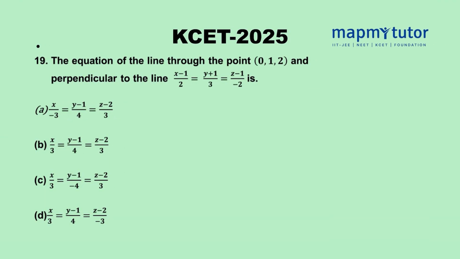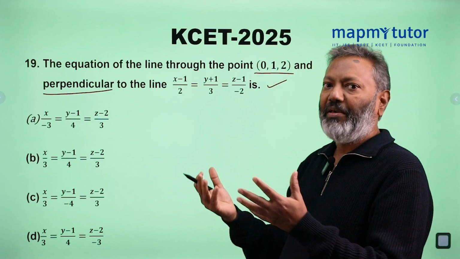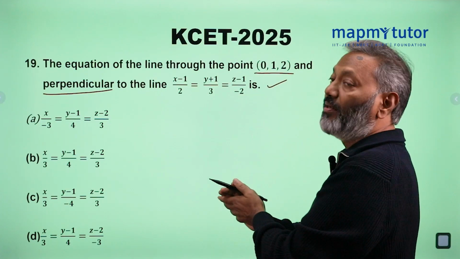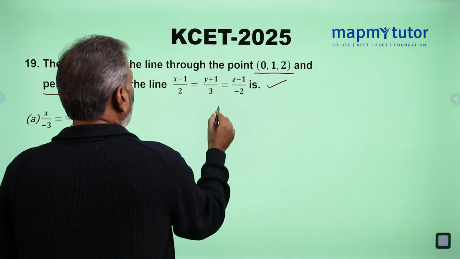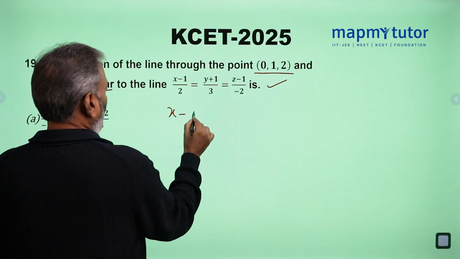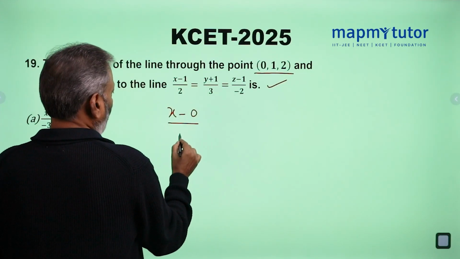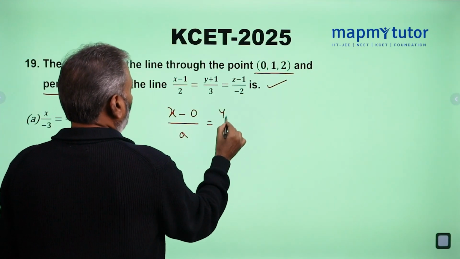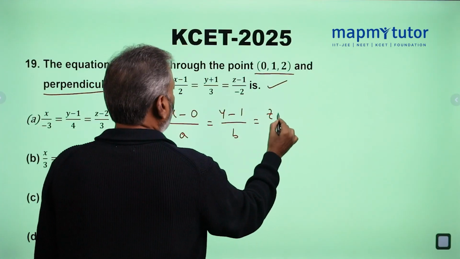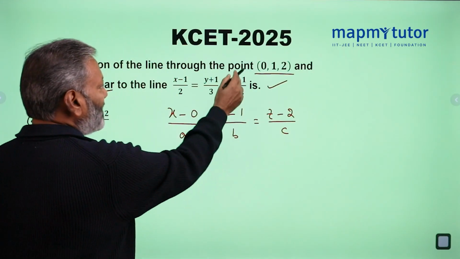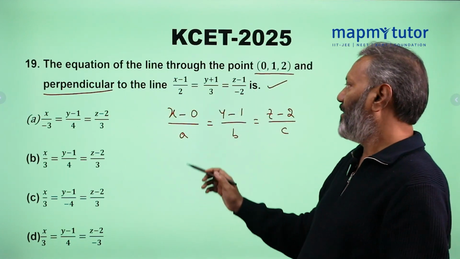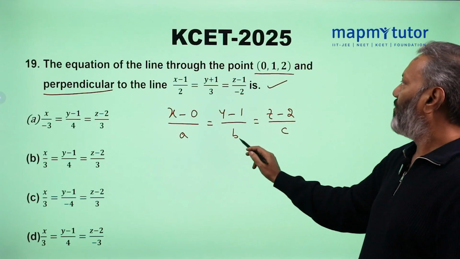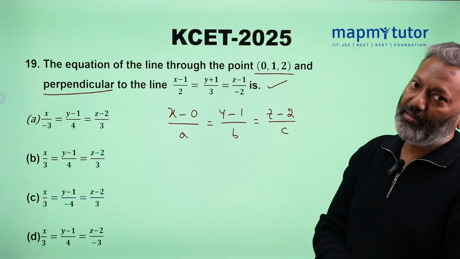Find the equation of the line through this point and also perpendicular to this line. That's it. You have to find the equation of a line. See, already the equation of one line is given, but your line is perpendicular to this line and passing through this point. So, framing the equation first, your required line can be like this: x minus 0 by a, y minus 1 by b, z minus 2 by c, because it is passing through 0, 1, 2. Whenever the point is x1, y1, z1 and the direction ratios are a, b, c, we know the line is x minus x1 by a, y minus y1 by b, z minus z1 by c.